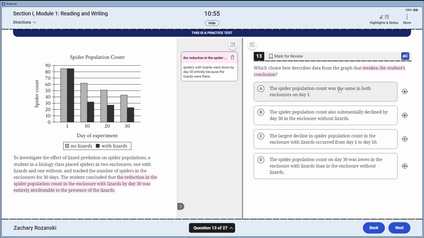The spider population count was the same. First, I'm going to check for truths. The spider population count was the same in both enclosures. That's true. A is going to be our answer so far. The spider population count also substantially declined by day 30 in the enclosure without lizards. So I do have a huge decline with lizards, and I do have a huge decline. It seems like more than half.